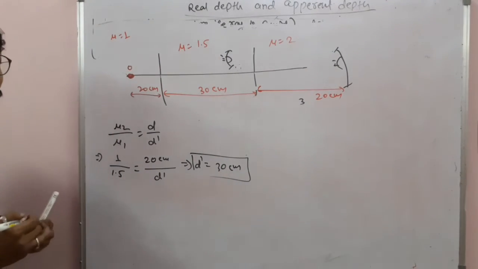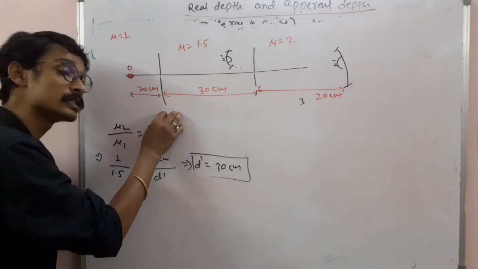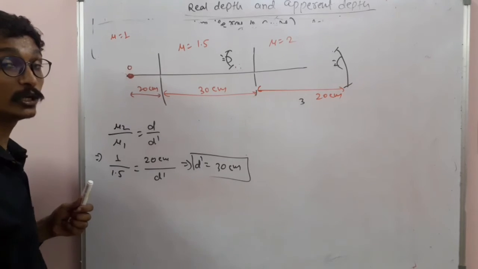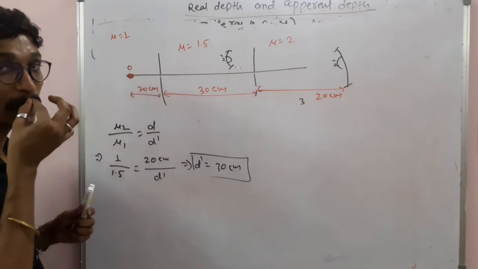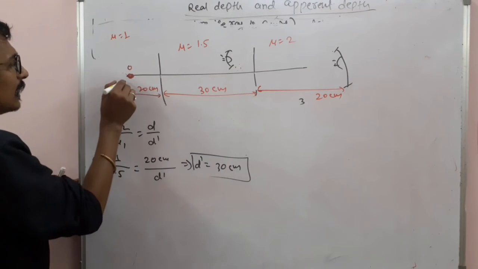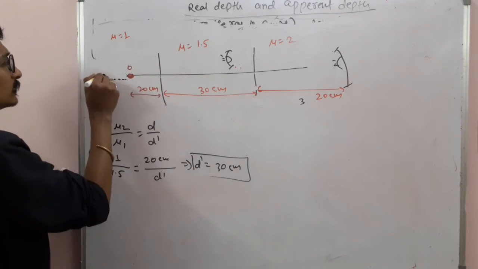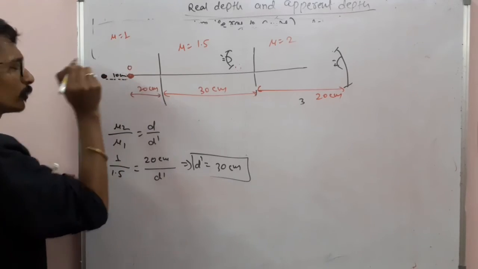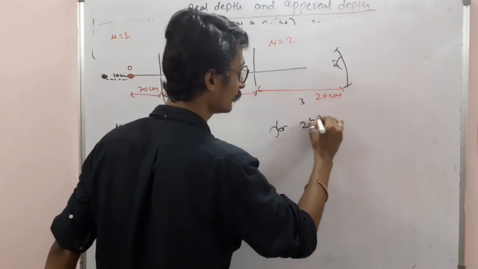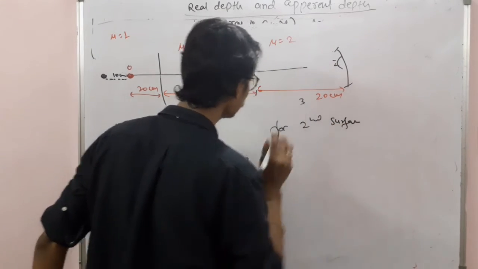30 centimeter from the surface, not from the observer, but from the surface. As I said to you, everything is measured from the surface. So from here we got 30 centimeter, this is 20, and somewhere here 10 centimeter. So this is the position, this is 10 centimeter. Okay, very good.